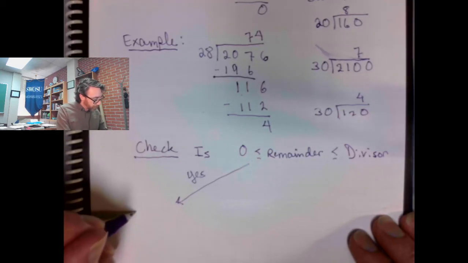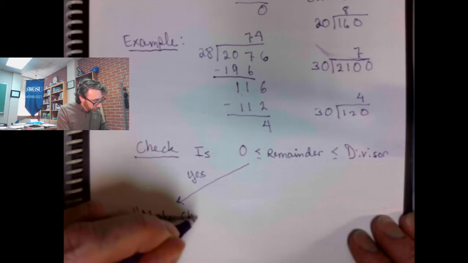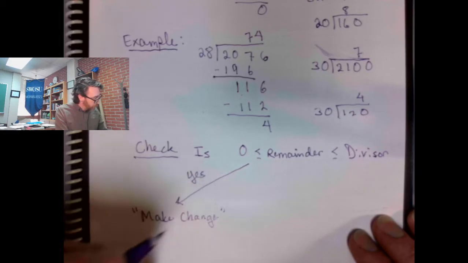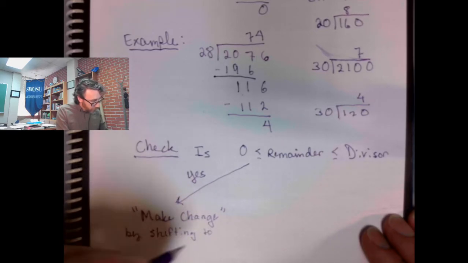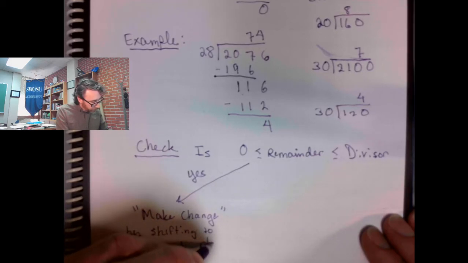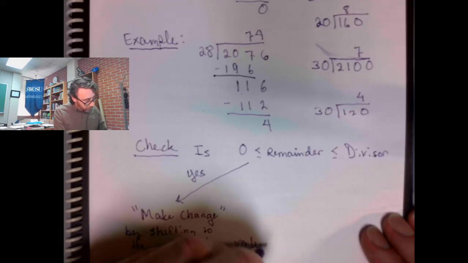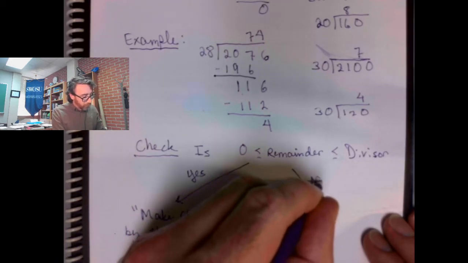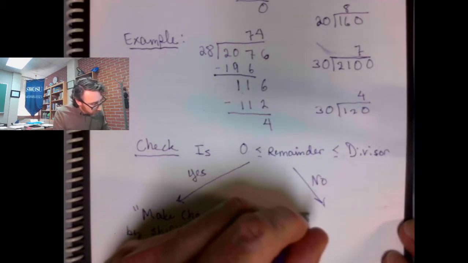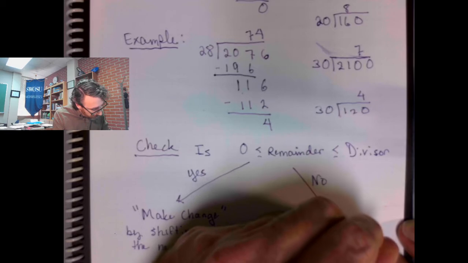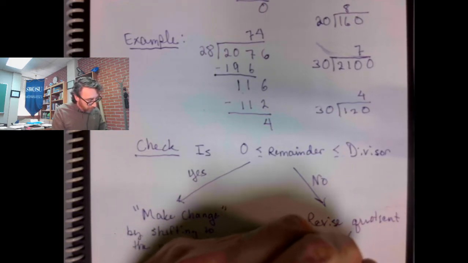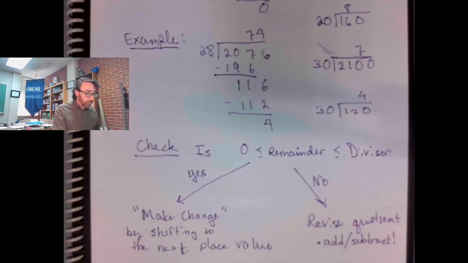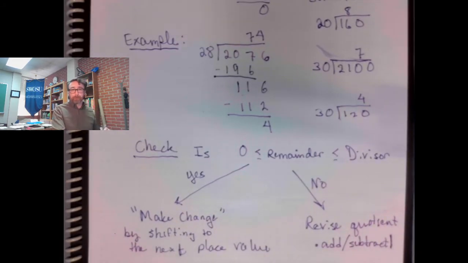If yes, that's great. You keep on going with the long division process. In other words, you make change by shifting to the next place value. Okay, so that's what you do if your check is fine, but what if it's not? Well, if it's not, revise the quotient. Okay, change what you did, by adding or subtracting 1. Add or subtract 1.